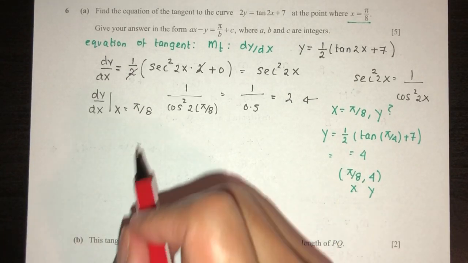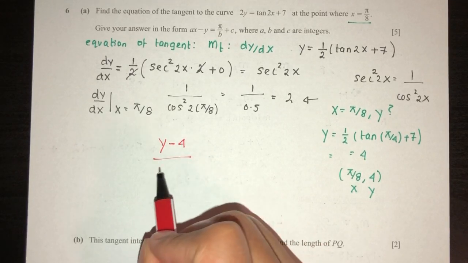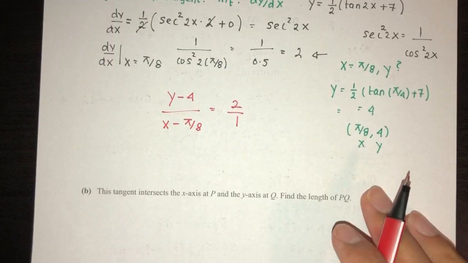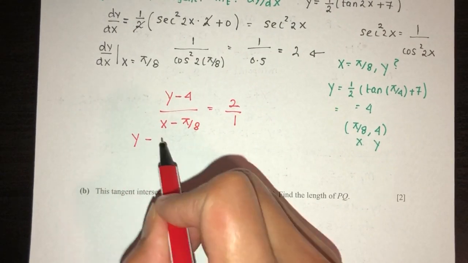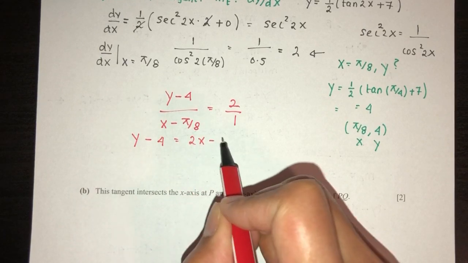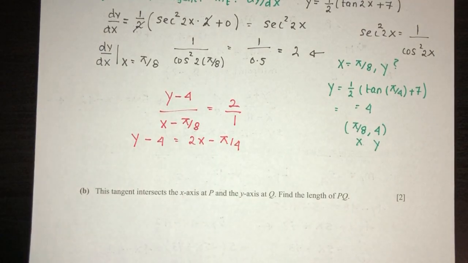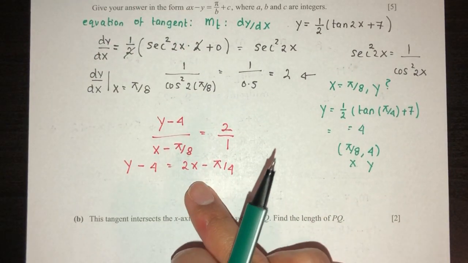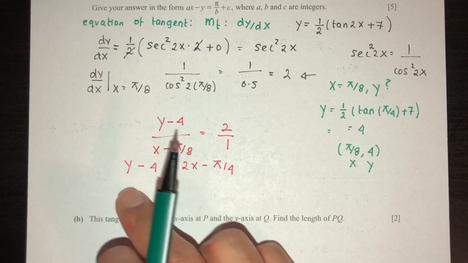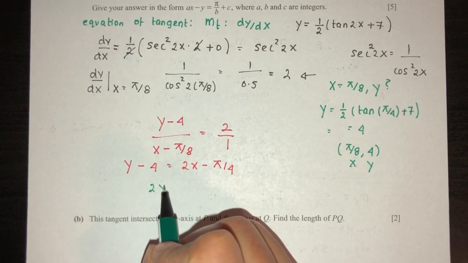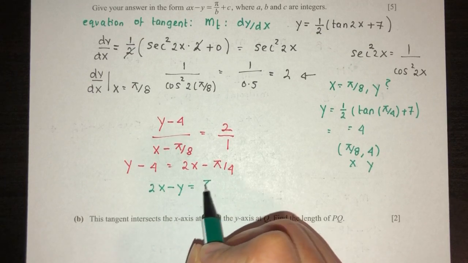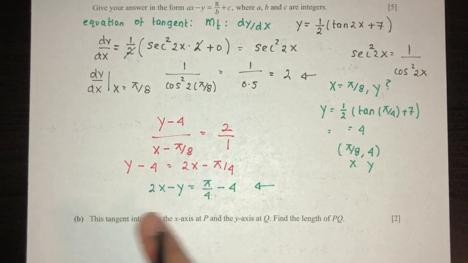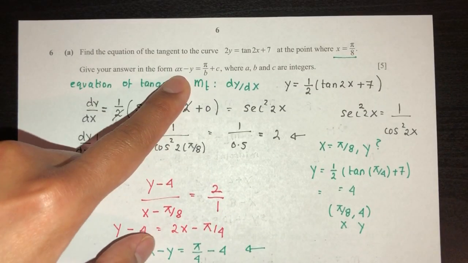Now the equation of the tangent will be (y minus 4) divided by (x minus pi by 8) is equal to 2. Now you can cross multiply. You will have y minus 4 is equal to 2x minus pi by 4. Now we have to rewrite this in the form as required, so ax has to be on one side. So let's bring this to the side. You have 2x minus y is equal to pi over 4 minus 4. That will be your equation of your tangent in this form.